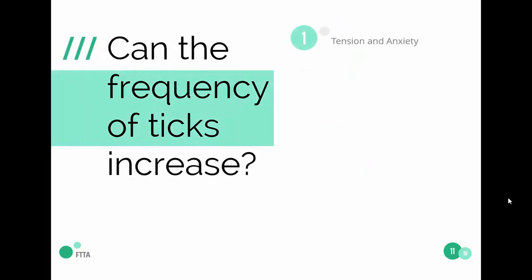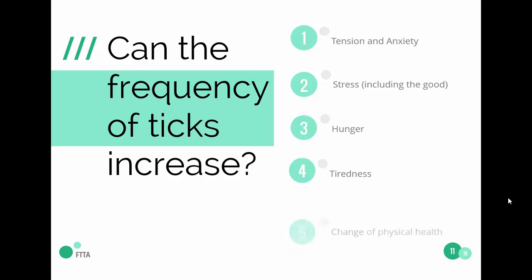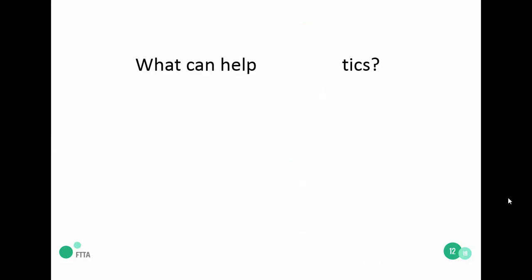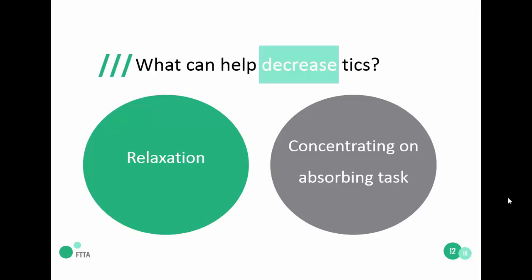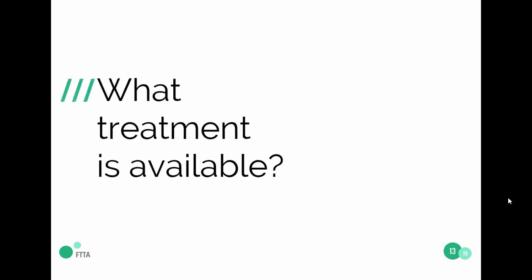Okay, can the frequency increase? It can, due to tension and anxiety, stress, hunger, tiredness, changes in physical health and other disorders, things like that, excitement. Okay, so how can you decrease tics and the frequency and severity? Relaxation is one technique. Concentrating on absorbing the task, so being engrossed in a particular task. Talking very general here, of course.